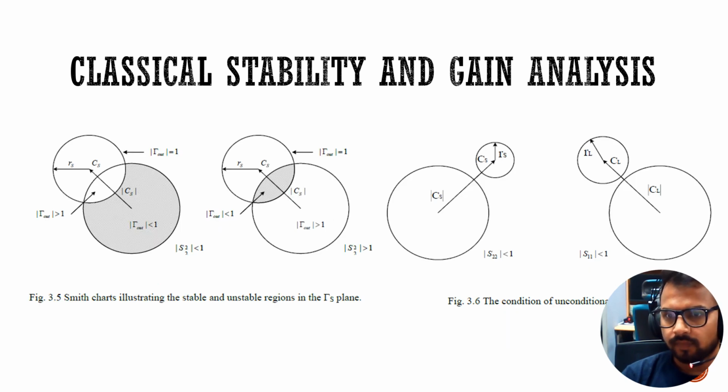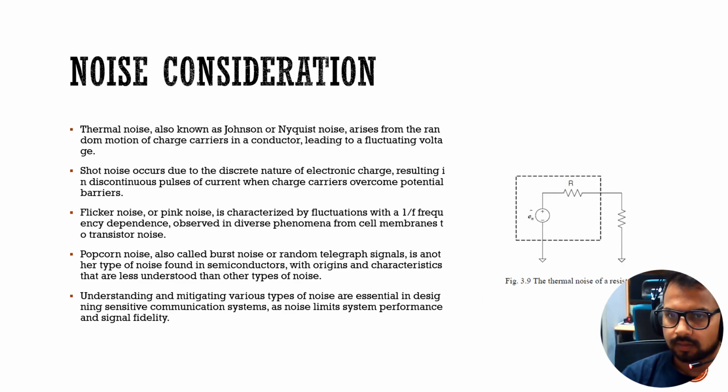And these are a few charts of stability and gain analysis, which talk about the Smith chart illustrating the stable and unstable regions in the gamma s plane. You can see this, and another is the condition of unconditional stability charts. So this explains the classical stability and gain analysis. Now we also have a circuit for noise considerations.